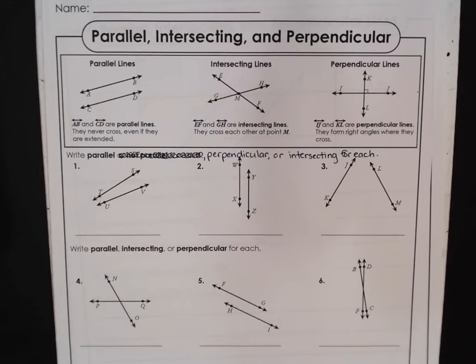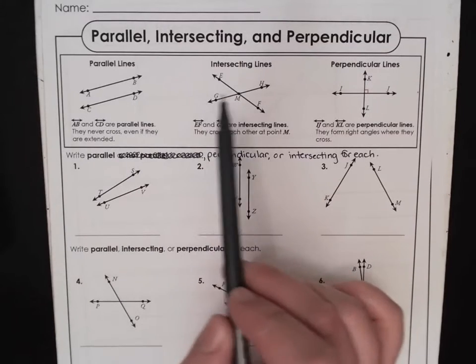For this video, we're going to be practicing how to notate, so using the correct symbols to distinguish parallel, intersecting, and perpendicular lines. For this first part, we're just going to determine whether or not these sets of lines are parallel, perpendicular, or intersecting. So up at the top, it gives you 3 examples.